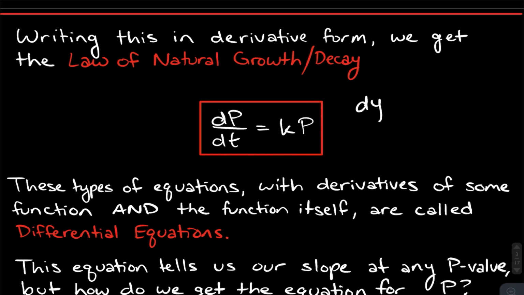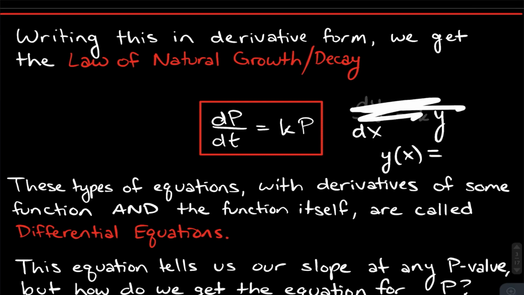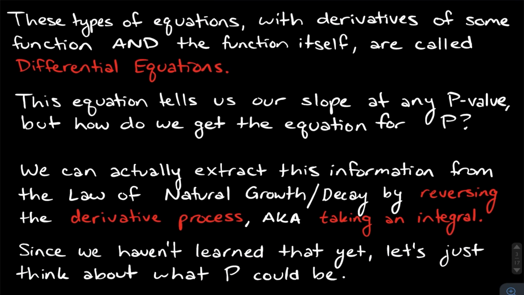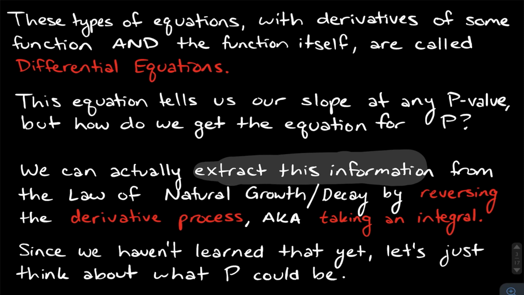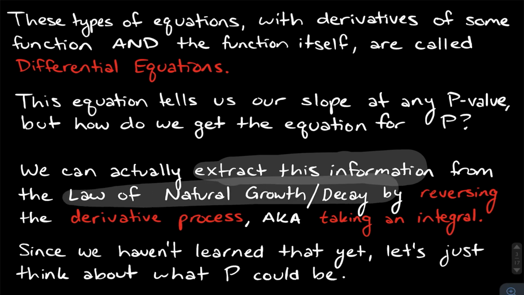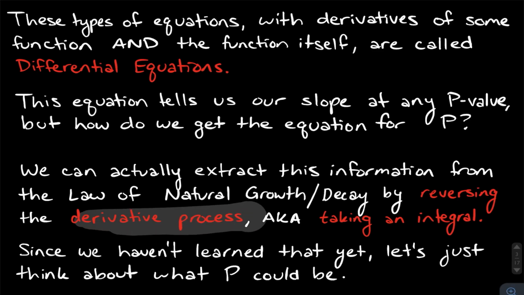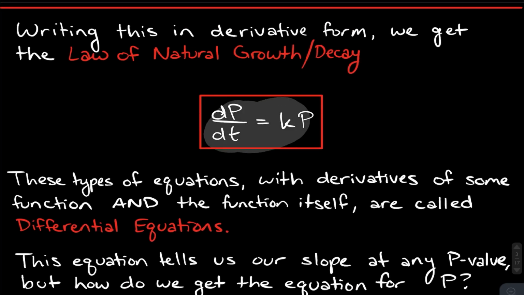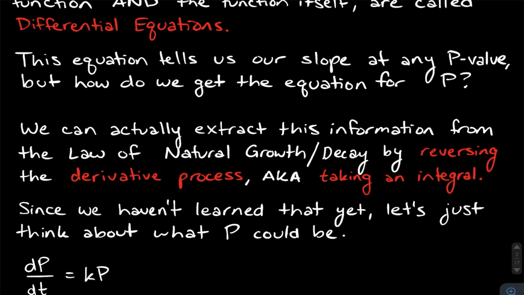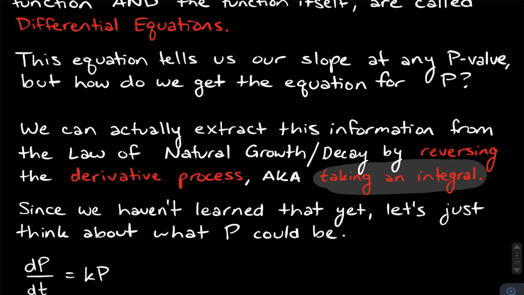This equation, if you write this with y's, it's saying dy/dx is equal to k times y. That's great and all, but what's y as a function of x, right? What's the actual solution to this? We can actually extract that information, that equation for p, that equation for y, from the law of natural growth and decay. We can reverse the derivative process that would have led to this kind of equation in the first place, right? Because we have derivatives, so we would have had to take them at some point. So we can reverse that derivative process by taking an integral.